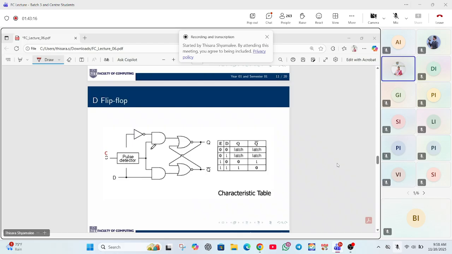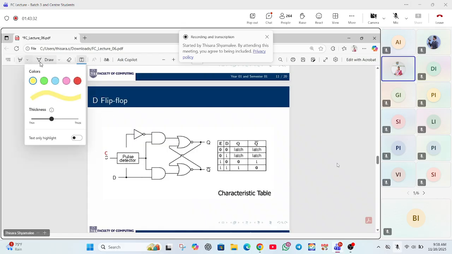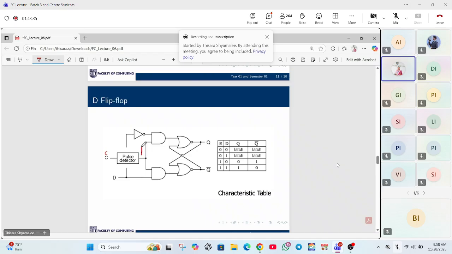So what it does is take a clock signal, and the clock signal is provided to both gates. This is the clock signal, and here the clock signal is provided to both gates, this one and this one.